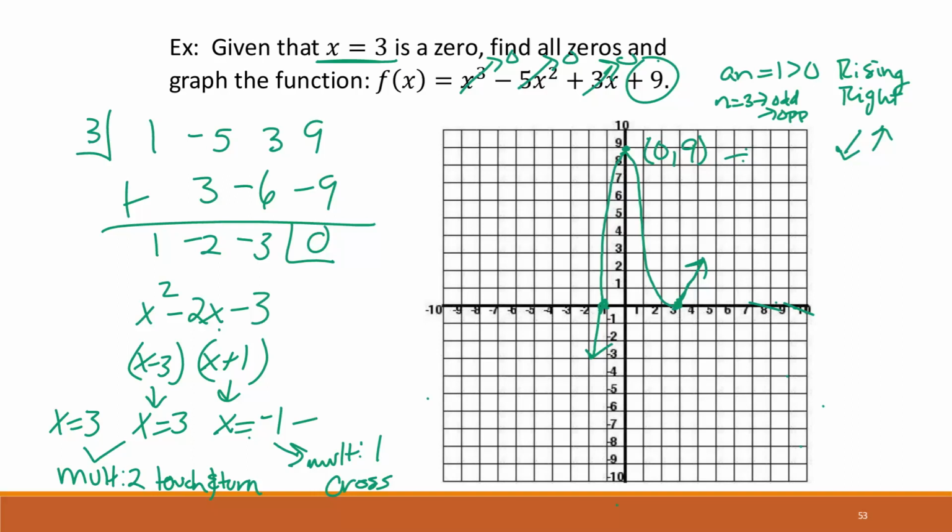So our y-intercept is 0, 9. The x zeros that we found were x equals 3, which is the point 3, 0, and then this point of negative 1, 0. All right. So that concludes 3.4.